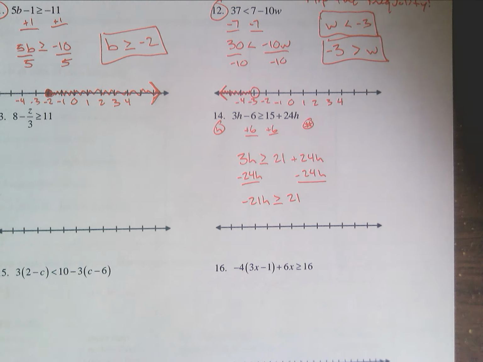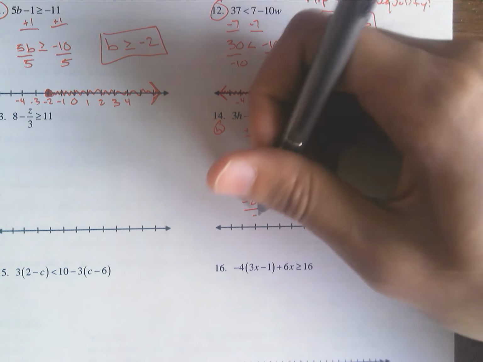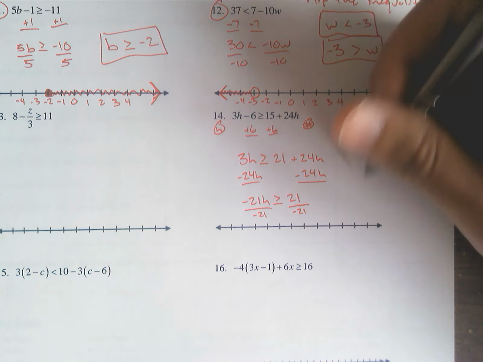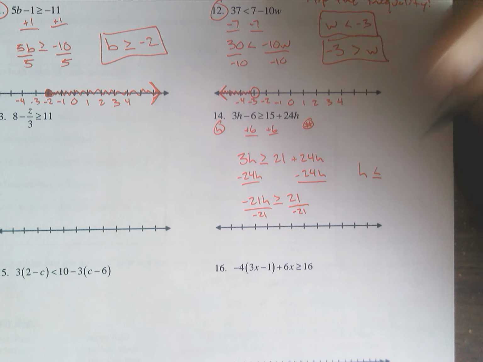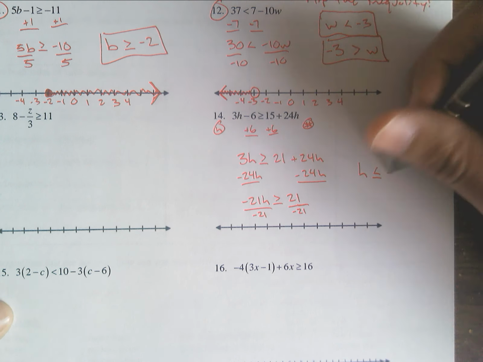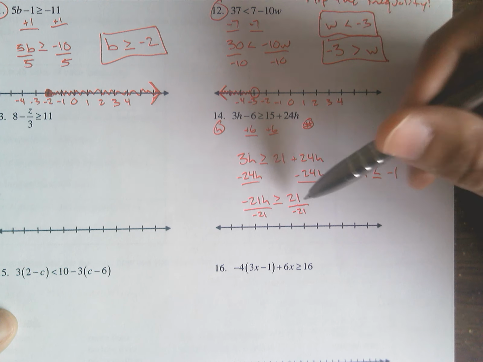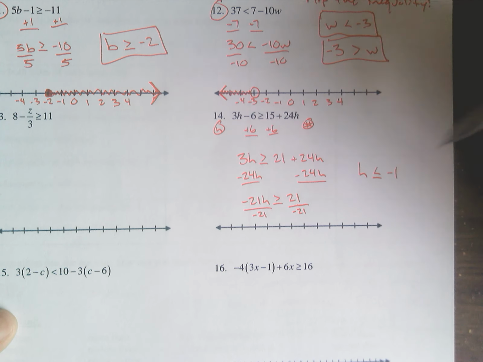We got one more step. We're going to divide both sides by negative 21. And we have h is less than or equal to. Don't forget to flip that inequality. We're dividing by a negative, and we get the solution. 21 divided by negative 21, negative 1. So that's our solution. H is less than or equal to negative 1.